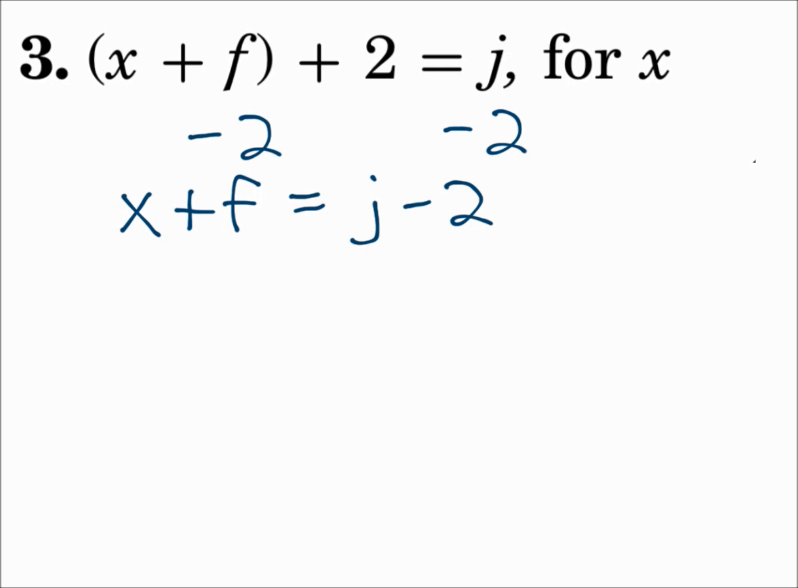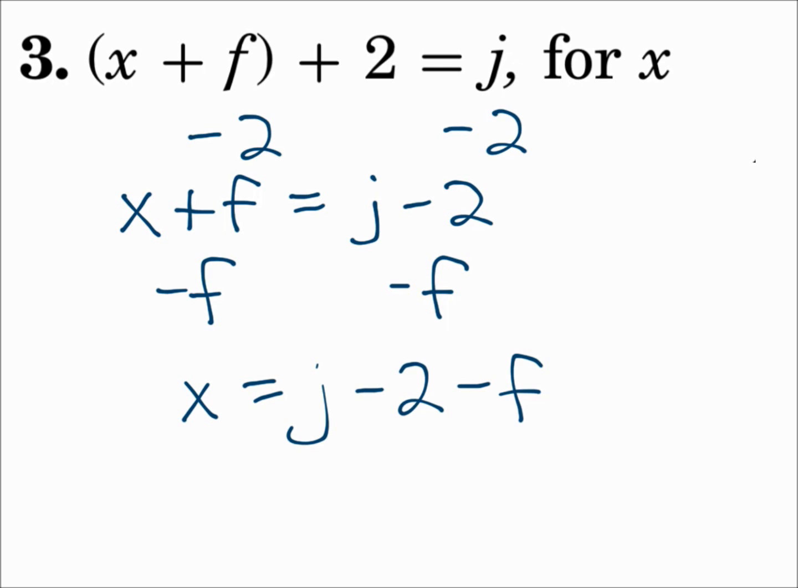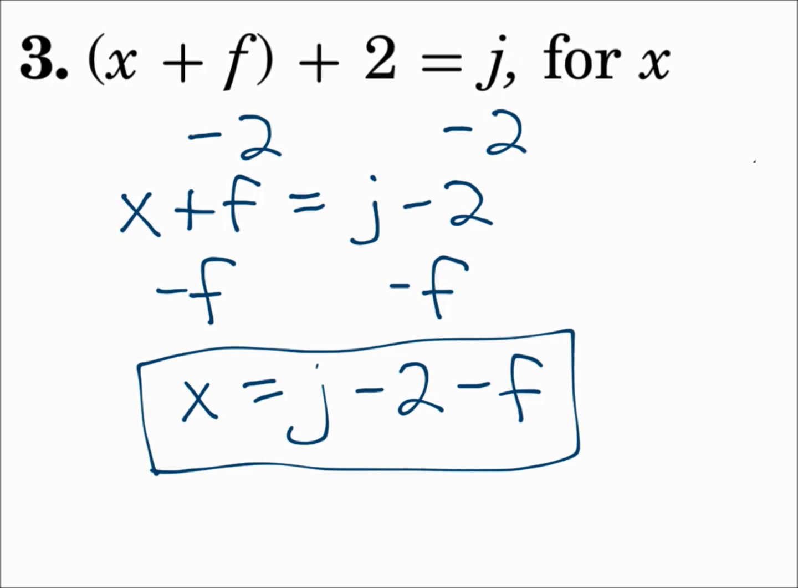There's an f that's added to the x on the left. Subtract it to move it to the right. So x equals j minus 2 minus f. Those are all unlike terms, so it stays like that.